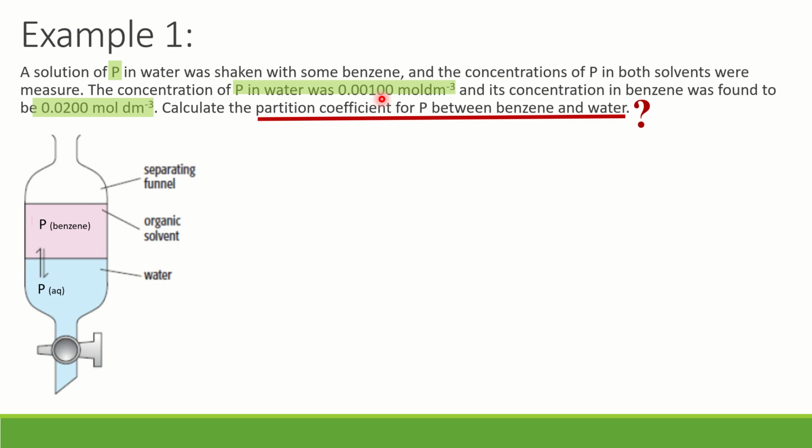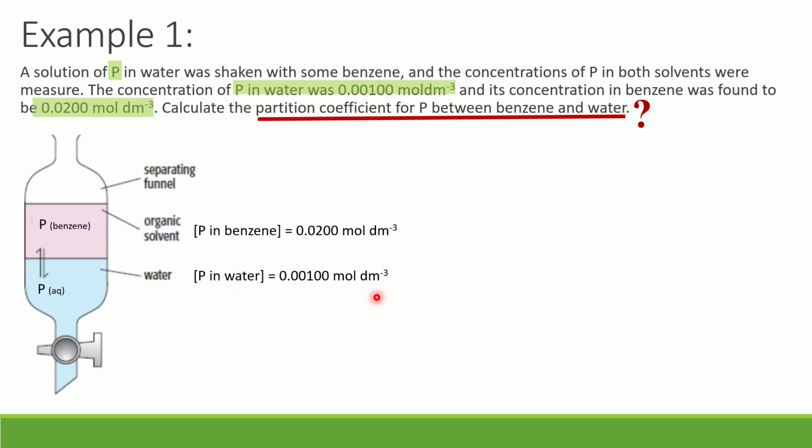So let's take a look at the diagram. You have here P, which is your solute or your molecules. This one is in benzene and the other one is in aqueous or in water. Make sure that these two solutions, benzene and water, are immiscible solvents. The data given is that the concentration of P in benzene is 0.02 mole per dm cube, and the concentration of P in water is 0.001 mole per dm cube. Make sure that these two concentrations have the same unit.